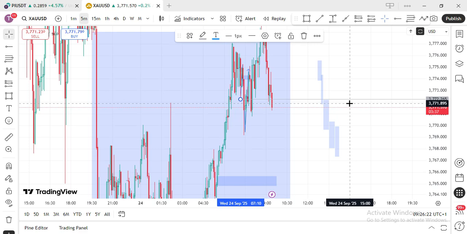The same way, when there's a third fair value gap, I use the second fair value gap. I use the center of the second fair value gap to get the 50% range of the full fair value gap, whether they are 3, whether they are 4.